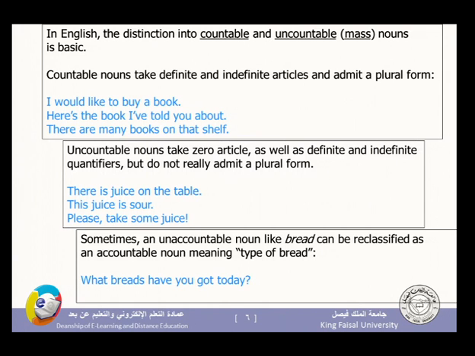Uncountable nouns take zero article. No articles could be used with it. For example, there is juice on the table. I couldn't say there is a juice on the table. Okay?